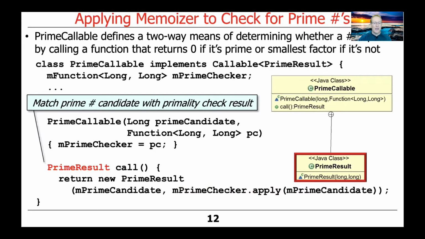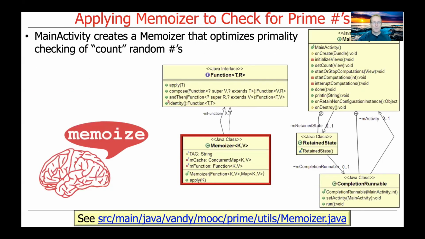Memoizer version. The result of all this stuff will come back as a prime result, and a prime result is just this kind of a tuple that keeps track of the prime number candidate and the results of calling the prime number check, which may or may not have occurred each time, depending on whether memoization is enabled or not.